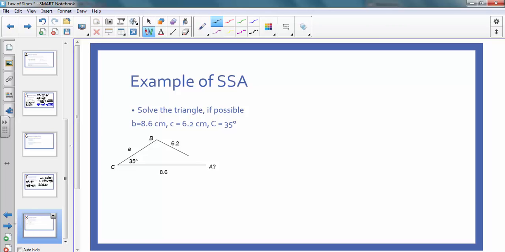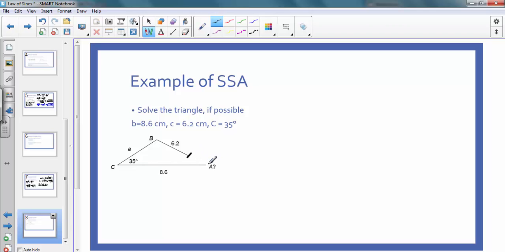So now we're going to look at, again, another example of a side side angle. We have the side length B equals 8.6 centimeters. The length of side C equals 6.2 centimeters. And our angle C equals 35 degrees. So as you can see, I've drawn my picture here.